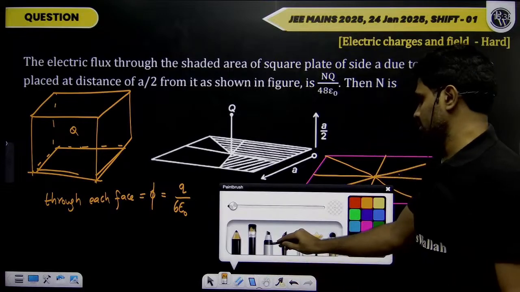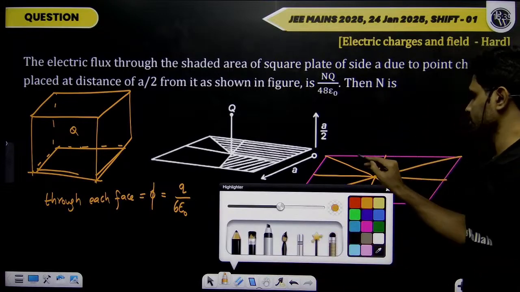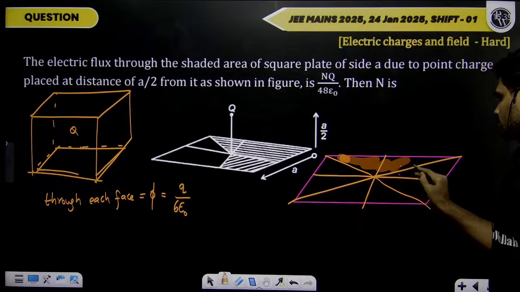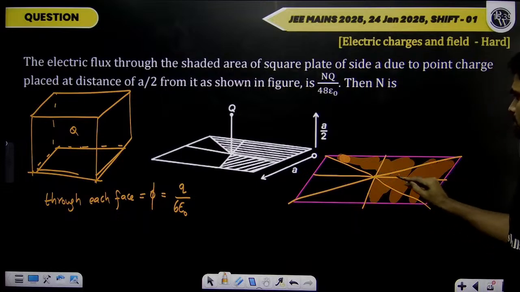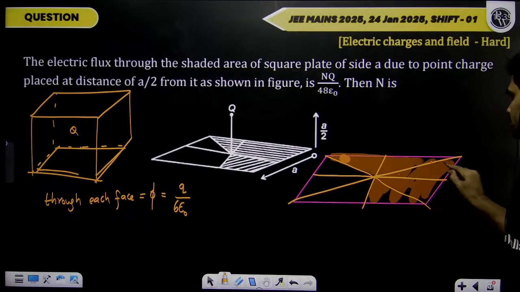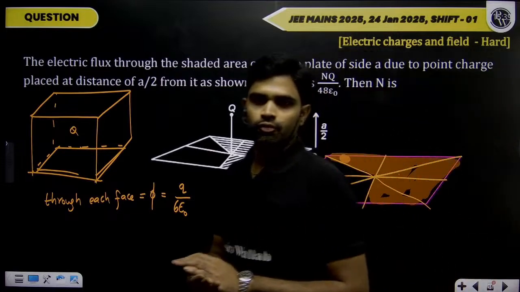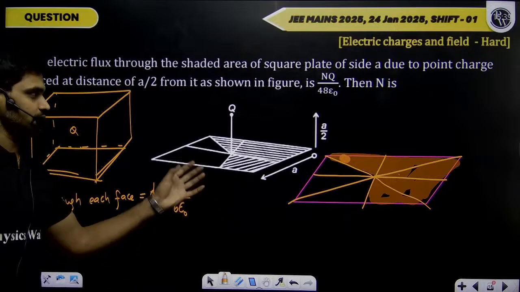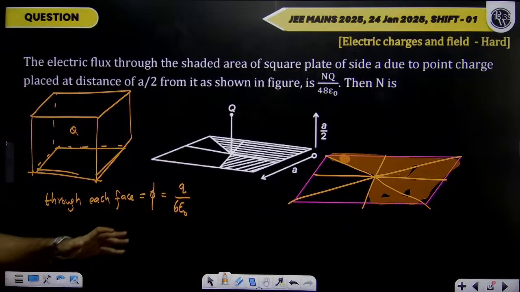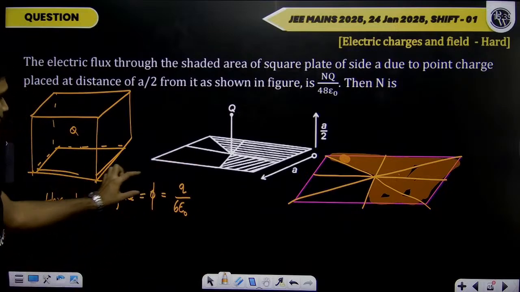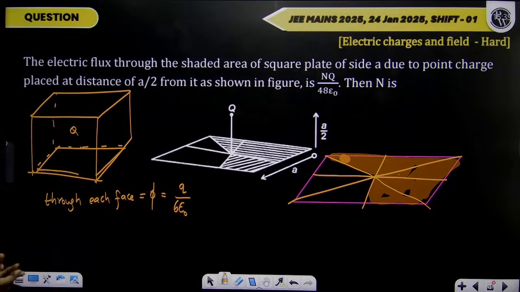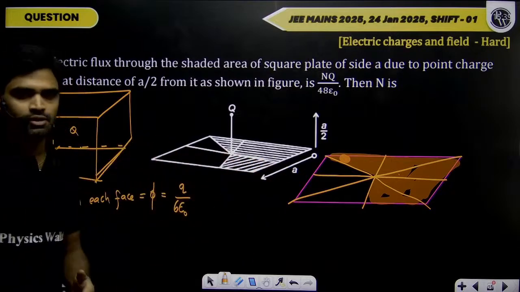They are asking through this shaded part. So 5 parts they have taken. In these 8 parts, they have taken 5 parts. That's why this is a slightly hard question, but still you can do it. Through each face it is q by 6 epsilon naught. To the entire face it is q by 6 epsilon naught.